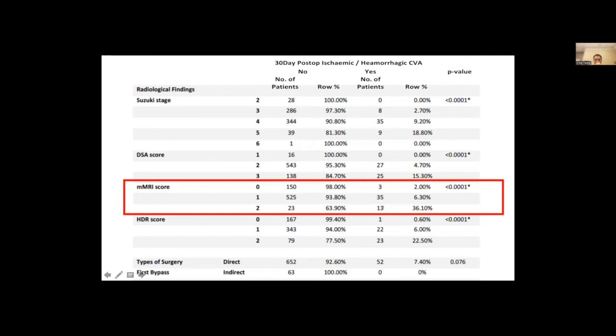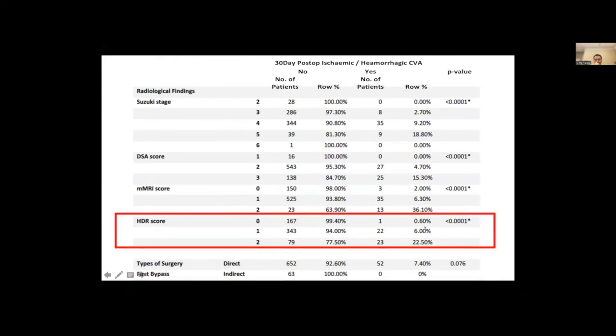MRI score. If they have a recent stroke, meaning infarction within 30 days of bypass, stroke risk after a bypass would be 36%, so very high, 1 in 3. And then hemodynamic reserve score. If you have a steal phenomenon, 22% stroke risk. And if there is impaired reserve, there's 6% stroke risk. If there is no impairment at all, very, very low, less than 1% stroke risk. You can see types of bypasses, direct versus indirect. There's a trend, but the numbers are clearly very different. So very few indirect bypasses.